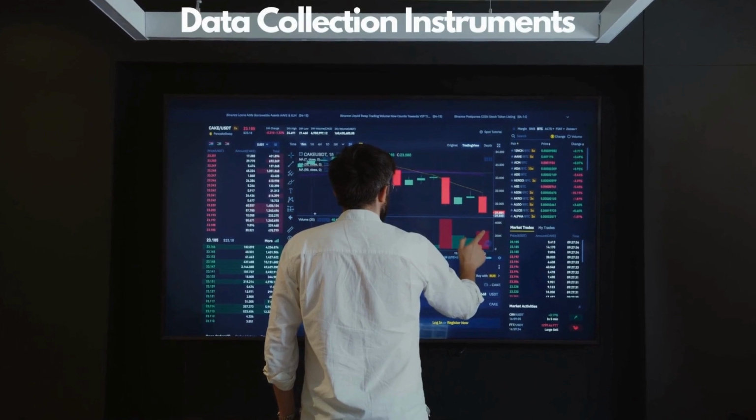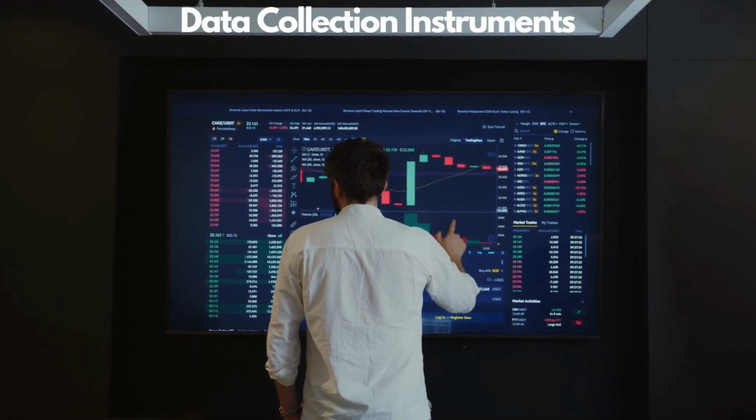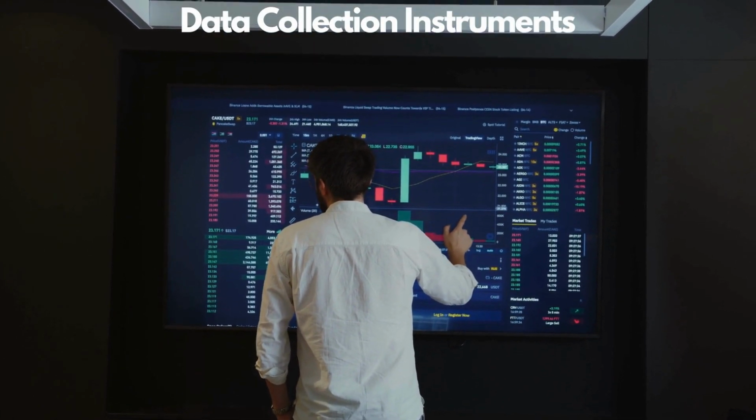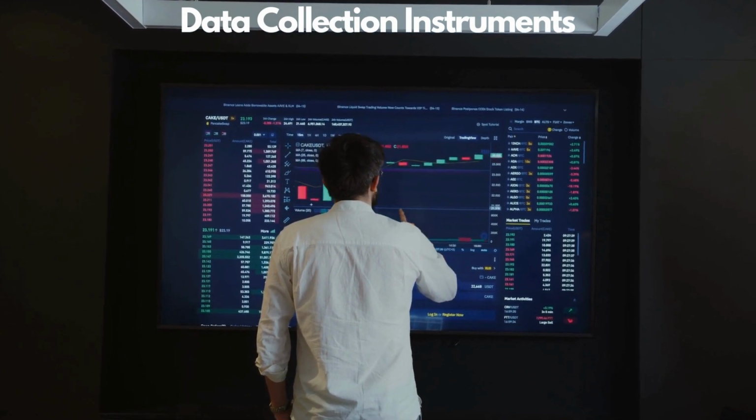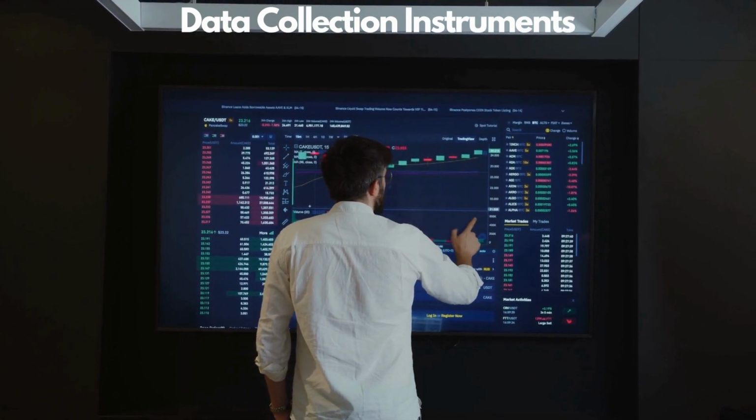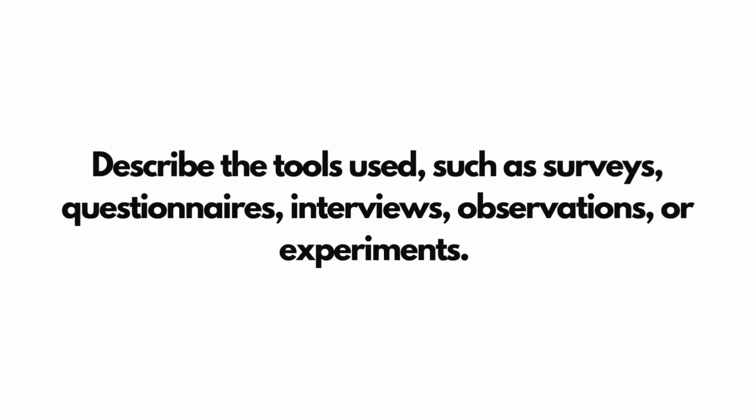Data collection instruments. Data collection instruments are the tools, methods, or instruments that researchers use to systematically gather, record, or measure data from data sources. Describe the tools used, such as surveys, questionnaires, interviews, observations, or experiments.